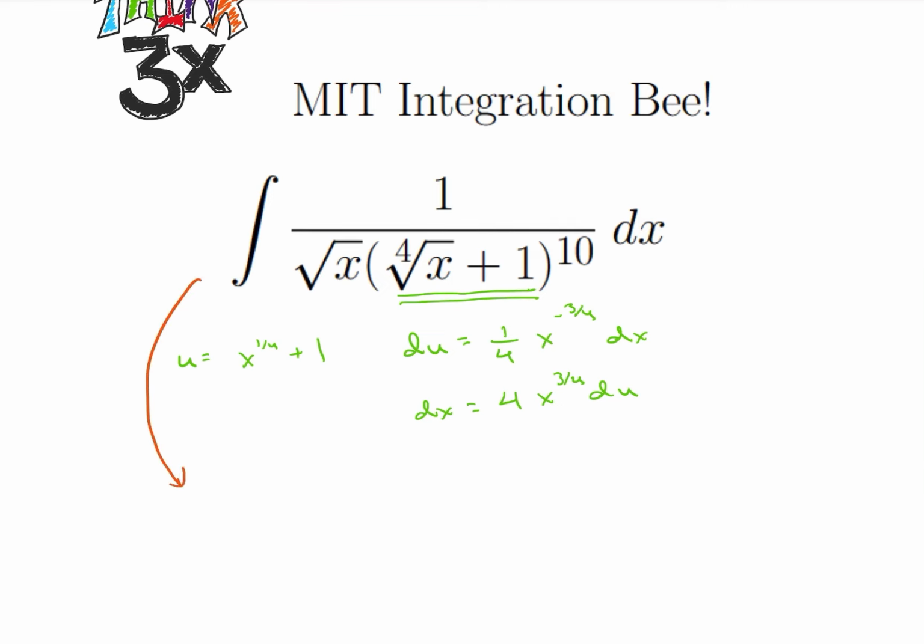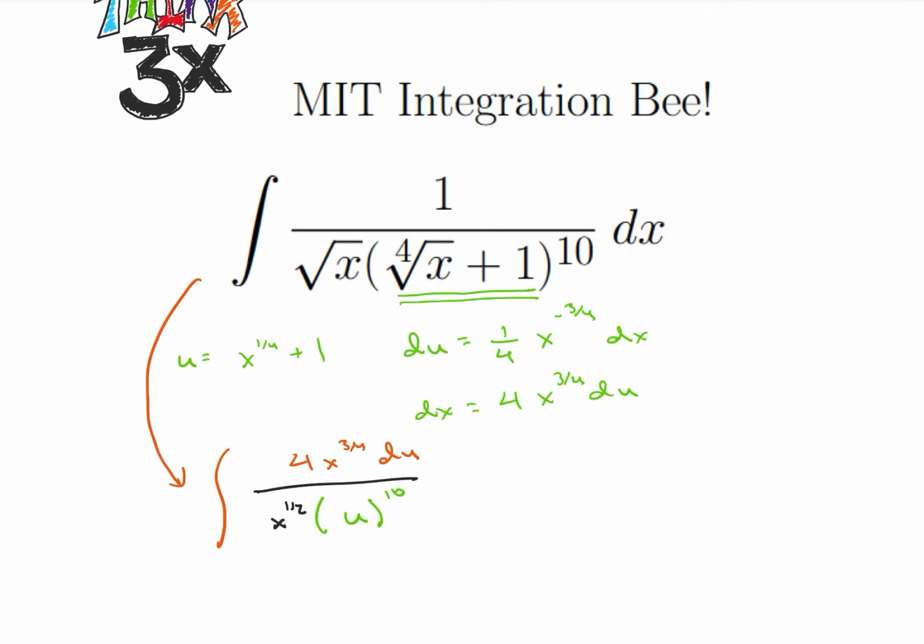Now that I have that, we're going to have the integral. Plugging in, instead of dx, I'm going to have 4x to the 3/4 du. And in the denominator, for the purposes of this, I'm going to leave it as x to the 1/2. And then we're going to have u to the 10th. Okay, a little bit messy there.